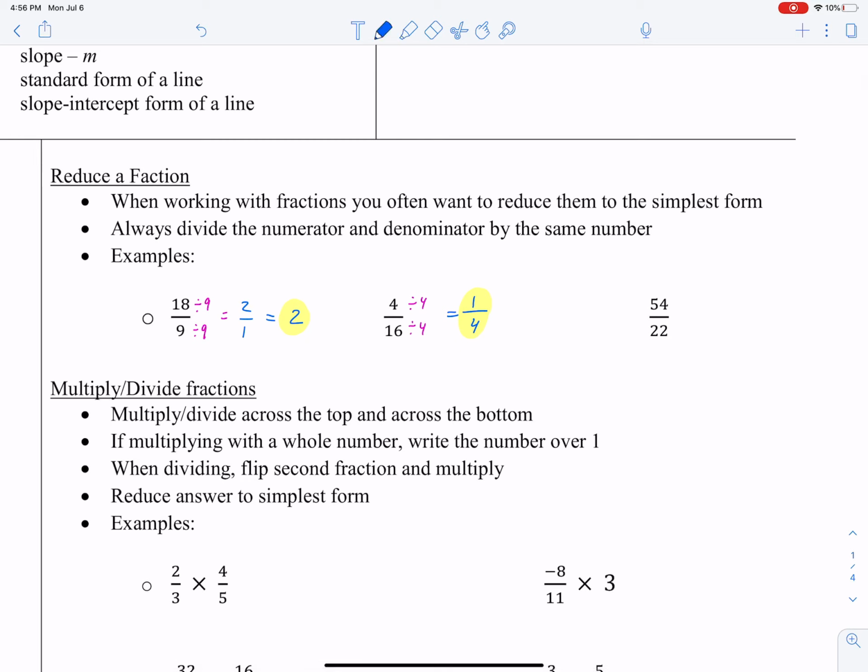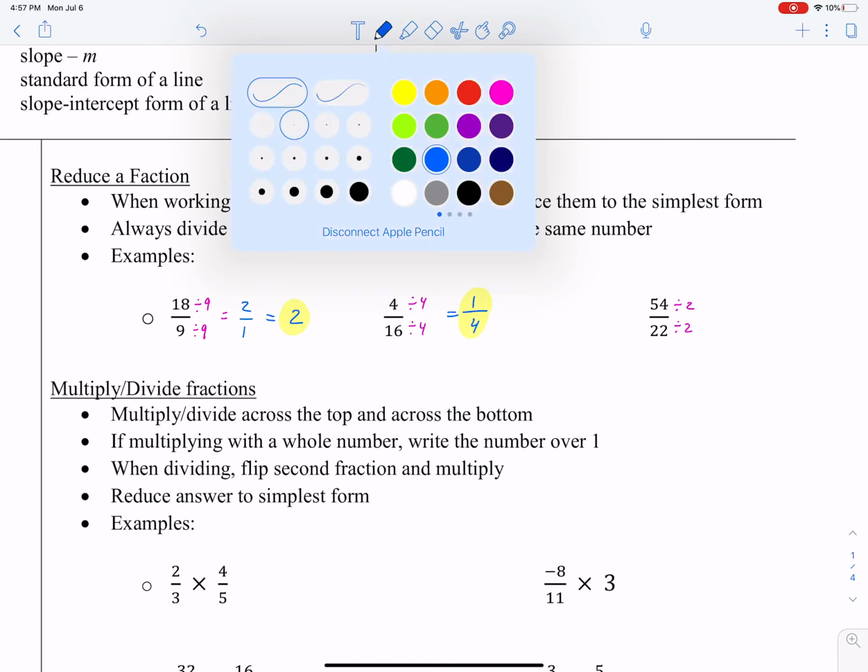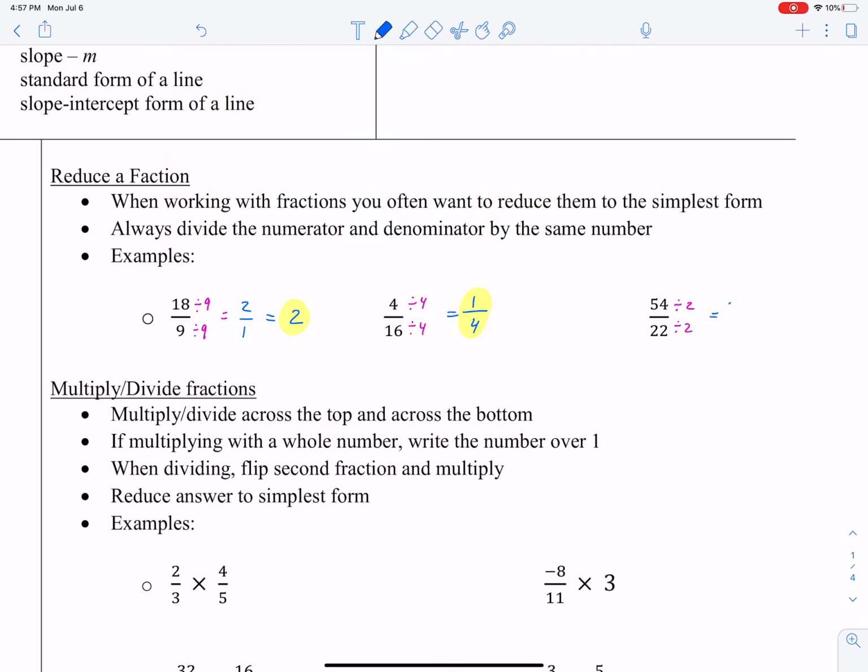And here we have 54 over 22. You can figure out that both of these can be divided by 2 to simplify. So you get 27 over 11 as a final answer. Okay, so that's simplifying a fraction. The important thing is that both the top and bottom are divided by the same number.